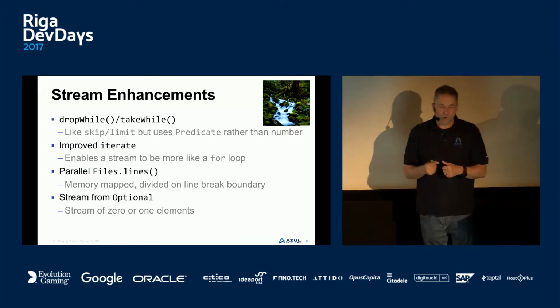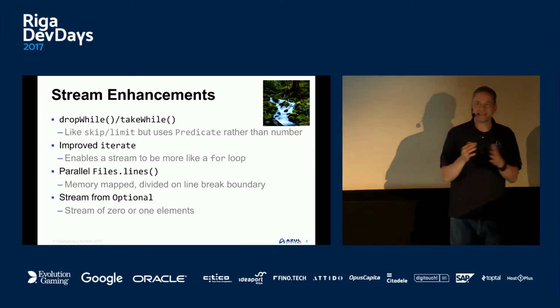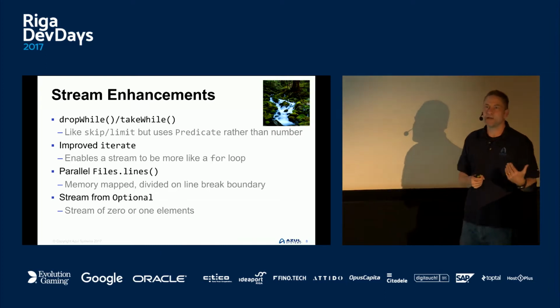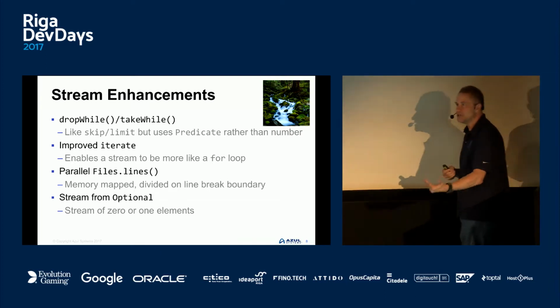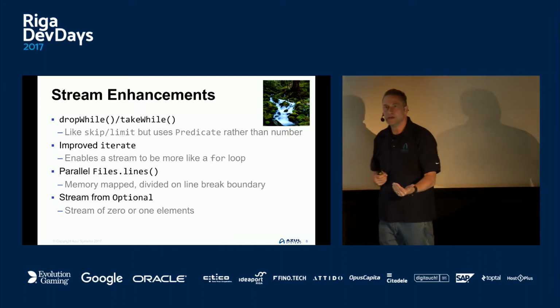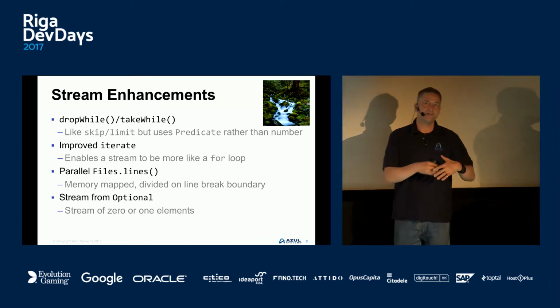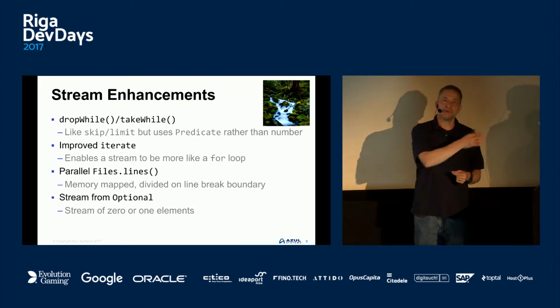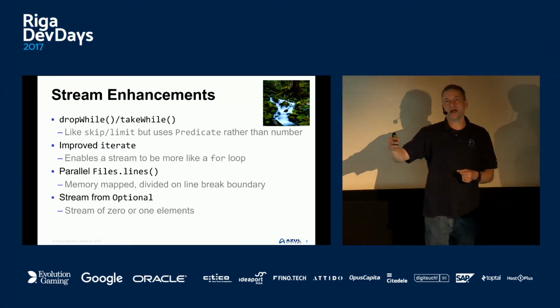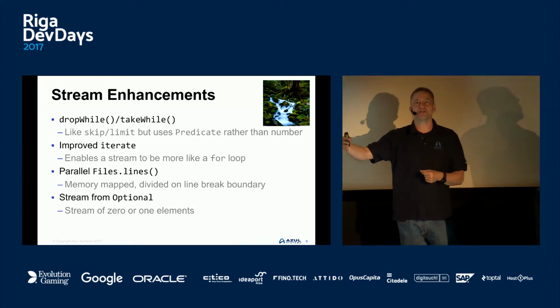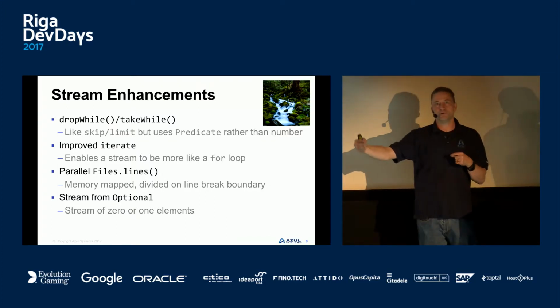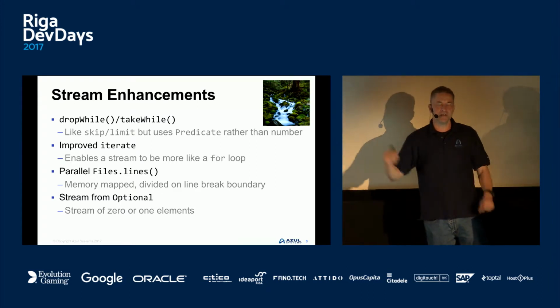What takeWhile and dropWhile do is the same thing effectively, but rather than using a number to indicate when to start or stop taking elements from that stream, it uses a predicate. So in effect, you've got an if statement. You can set a condition so that you keep taking elements from that stream until that condition is met. Or you drop elements from that stream until the condition is met, and then you start taking the elements from that.